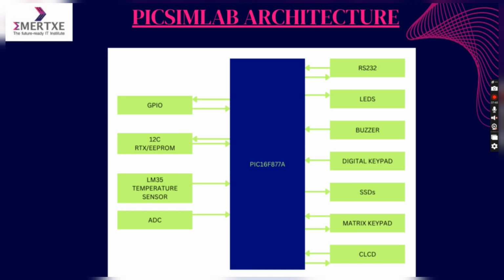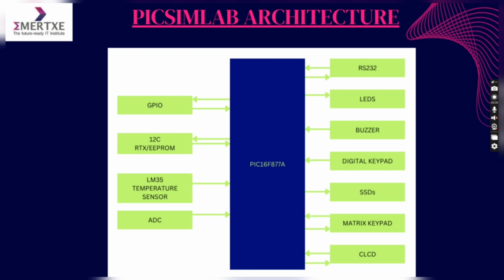Now, in our project, we have several components connected to the PIC16F877A microcontroller. Number 1, GPIO, General Purpose Input Output. These are versatile pins which can be configured as input or output for interfacing with other components. EEPROM. This is used for storing data that needs to persist even when the microcontroller is powered off. Sensor. This is used for taking input from the environment which can then be processed by the microcontroller.